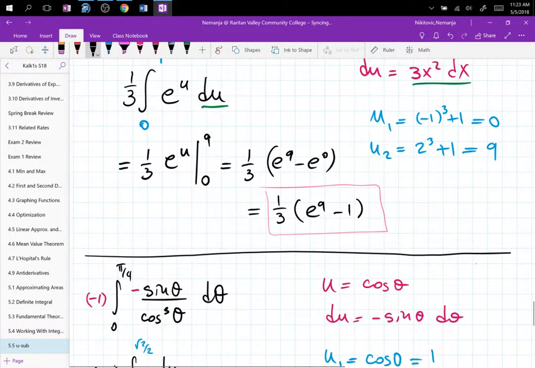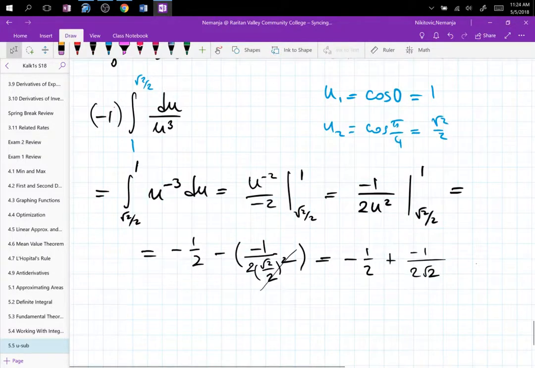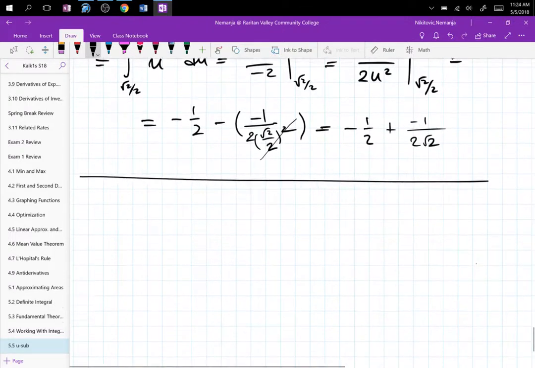So for definite integrals, you just have this extra calculation in blue. And you don't have to go back to x values. You can just calculate everything from the point of u, because you switch the limits into u, and you just compute from there.